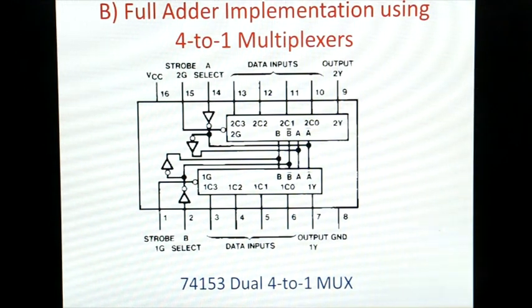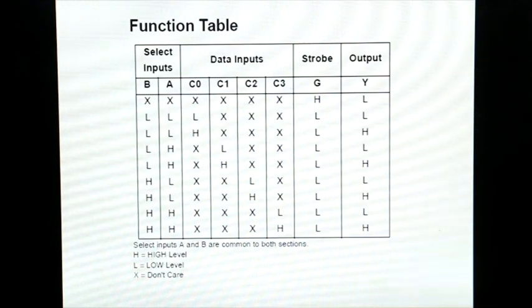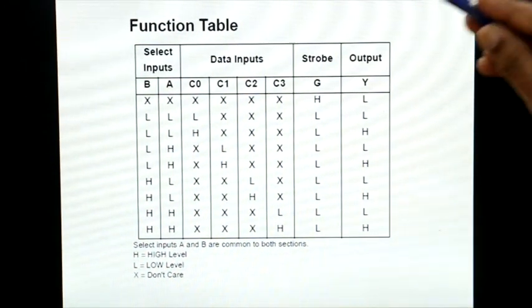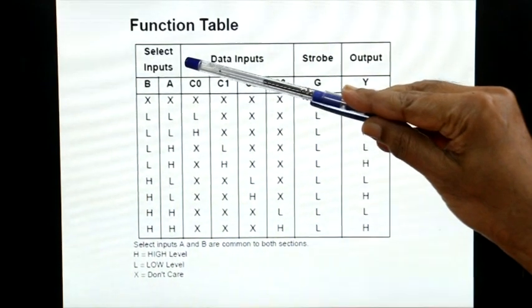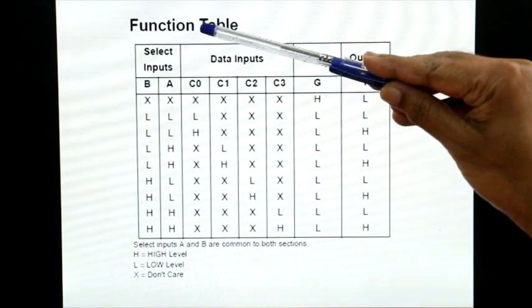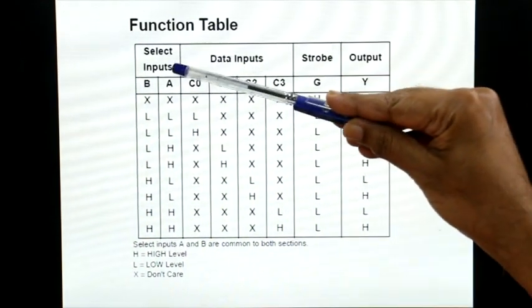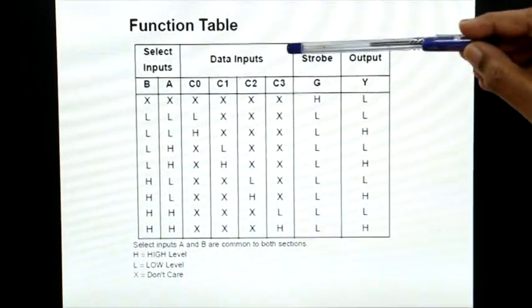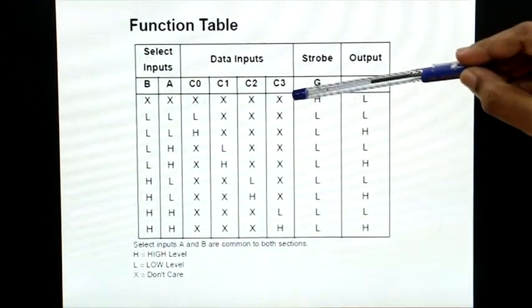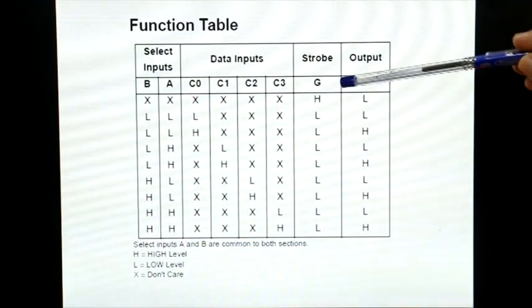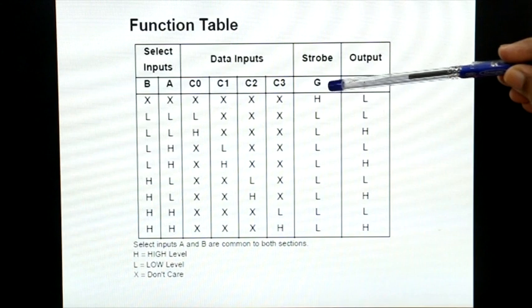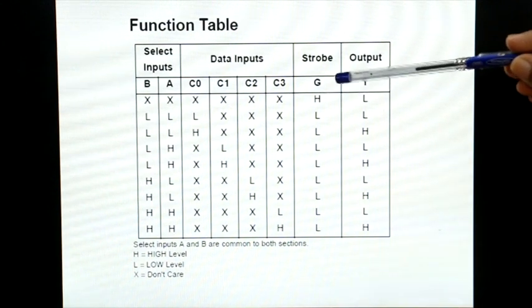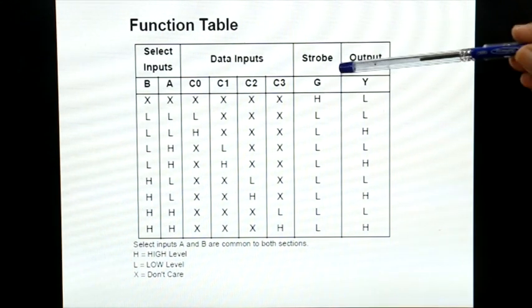Looking at the function table of this particular multiplexer, you see that B and A are the select inputs, or sometimes called the address inputs. B is the MSB and A is the LSB. The data inputs go from C0 to C3. Now you see that there is a strobe which is actually used for cascading and other applications.